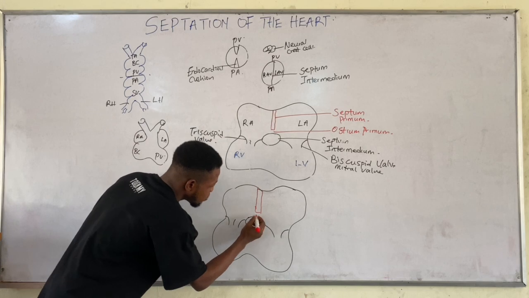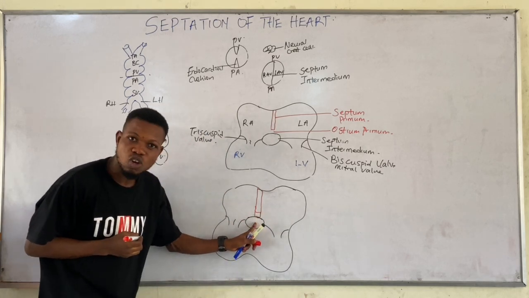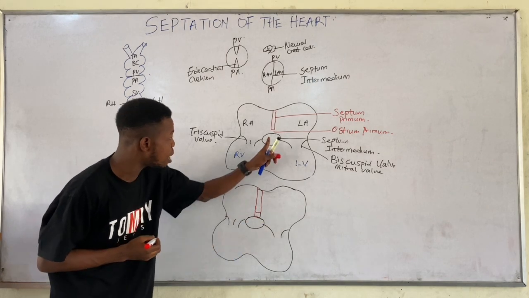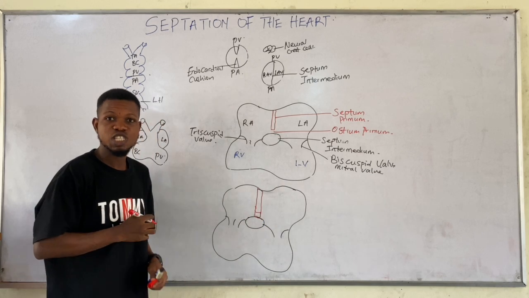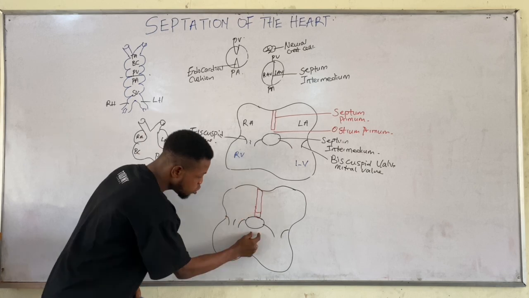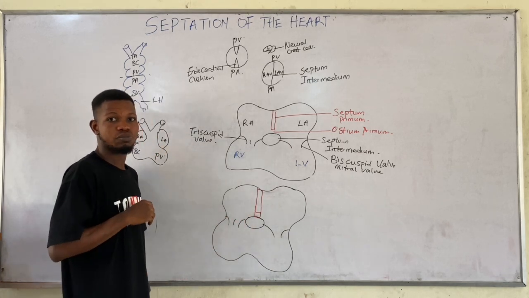So let's say it has matched. When it matches with the septum intermedium, what happens? The space here, which is called ostium primum, has become obliterated. The space disappears. Why? Because the septum primum has fused with the septum intermedium. So the space won't be there anymore.